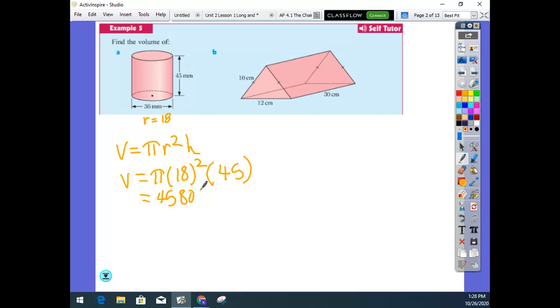Now remember, in doing 3 significant figures, zeros before the decimal don't count. So I need 1, 2, 3 figures.